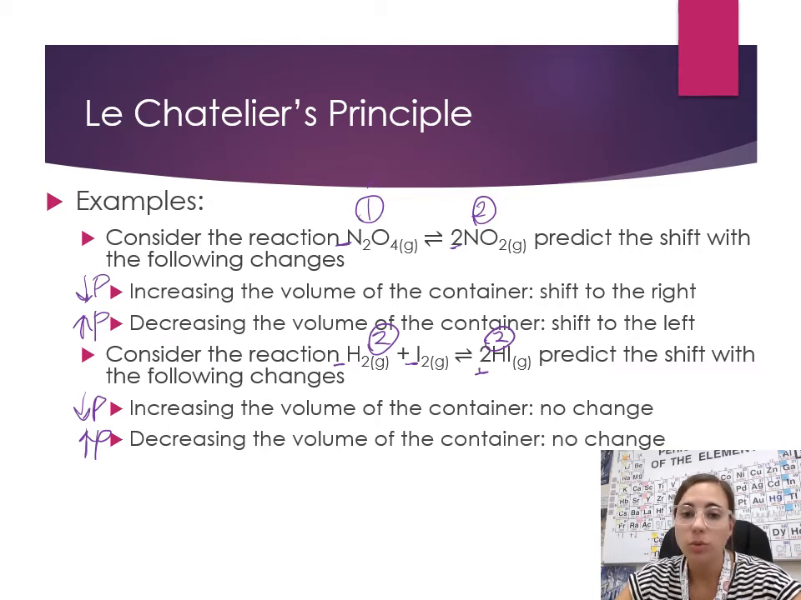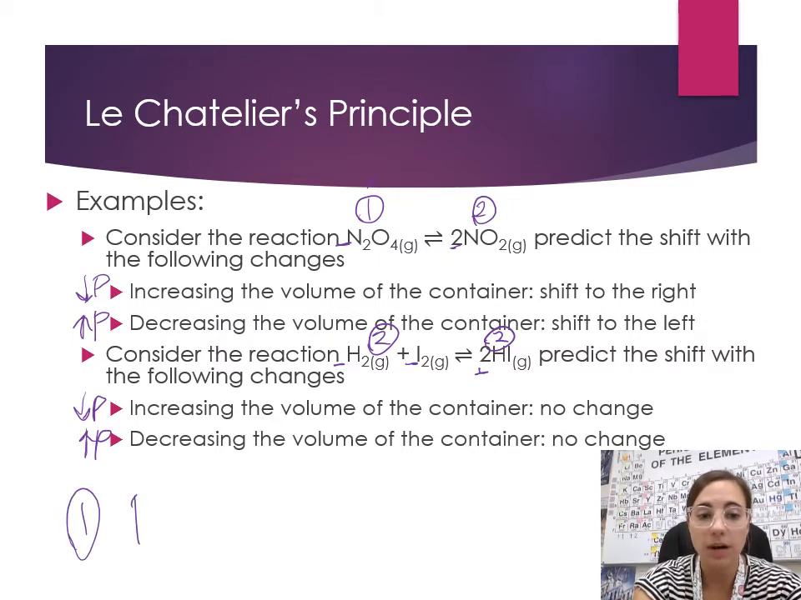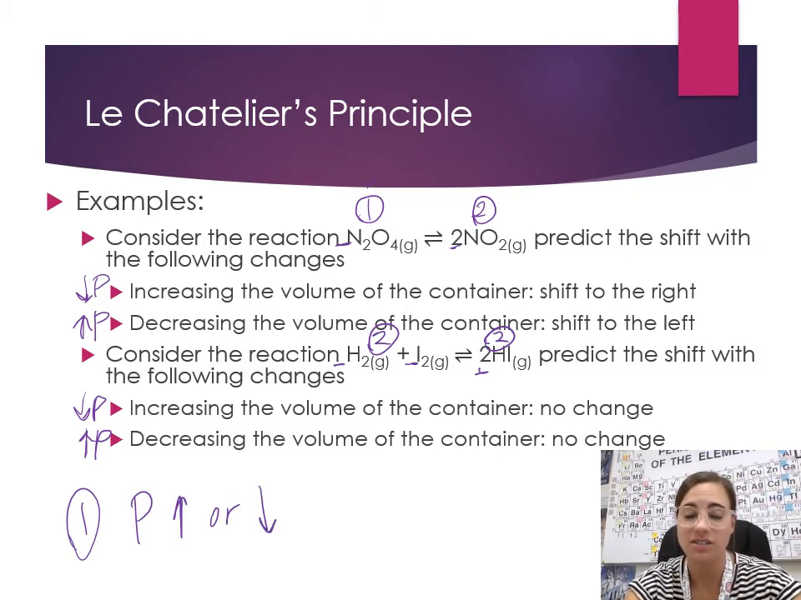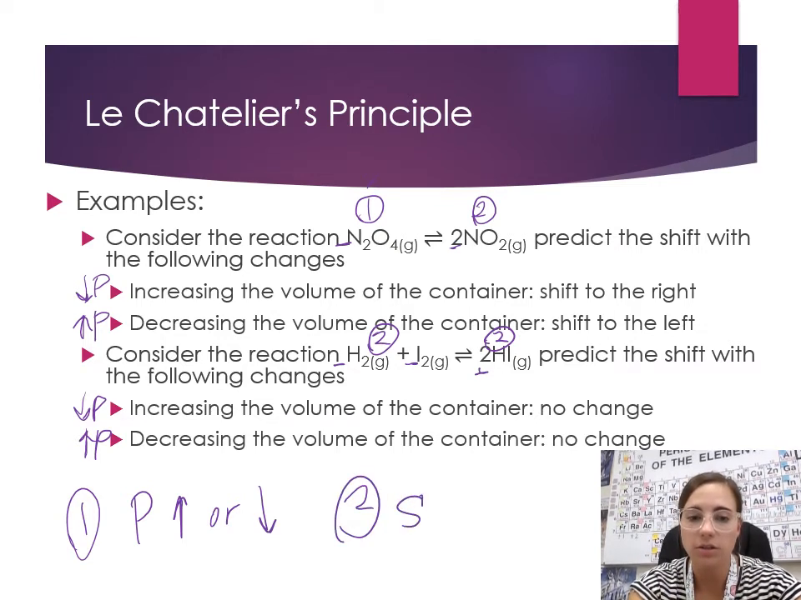So when we're looking at pressure, we need to first figure out, does pressure go up or down? Because remember, we're going to be told indirect changes, like changing the volume or changing the concentration. Then you're going to determine the shift.